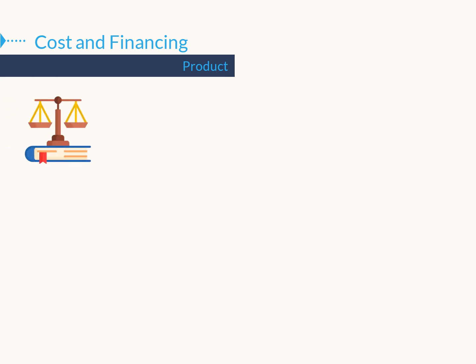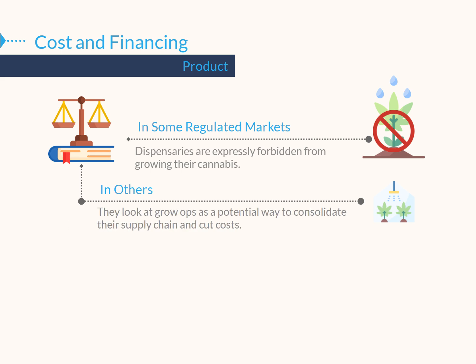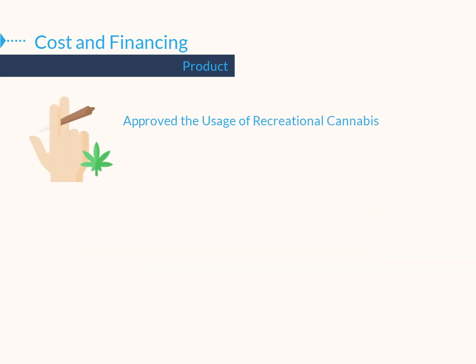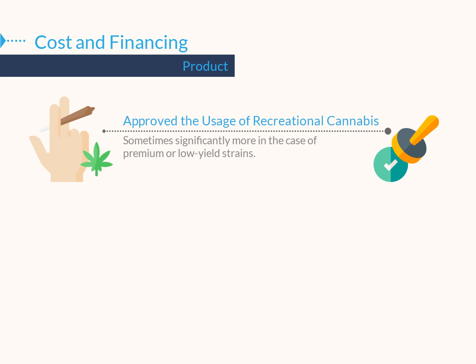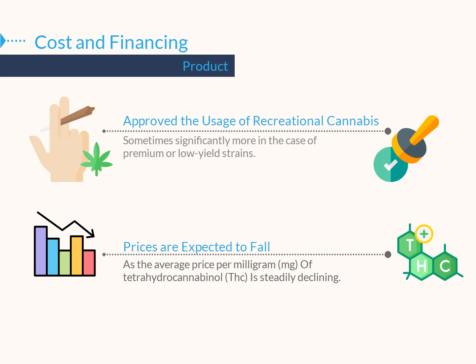Product. In some regulated markets, dispensaries are expressly forbidden from growing their cannabis. In others, they look at grow ops as a potential way to consolidate their supply chain and cut costs. It is far more common for dispensaries to procure their flowers from authorized suppliers, so that's the assumption we'll work with. In regulated markets that have approved the usage of recreational cannabis, sometimes significantly more in the case of premium or low-yield strains. These prices are expected to fall, though, as the average price per milligram of tetrahydrocannabinol, or THC, is steadily declining.